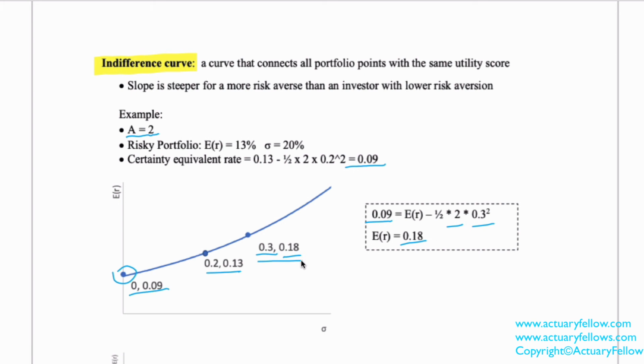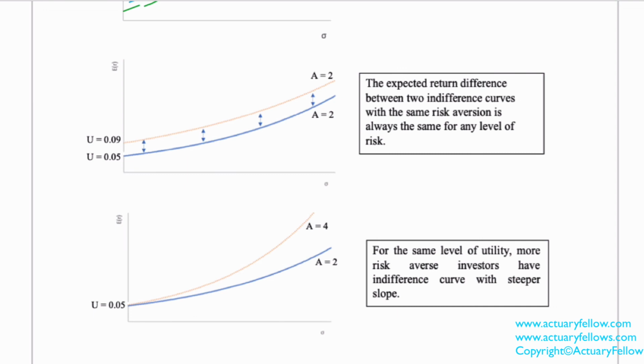To recap, the y-intercept is the certainty equivalent rate of return and also the utility for risky portfolios on the curve. If an investor has aversion greater than 2, the slope of his indifference curve is steeper. The y-intercept is lower and the utility is lower. As the standard deviation increases, an investor with a given aversion would require higher expected return to achieve that level of utility. We can see it from the second graph.